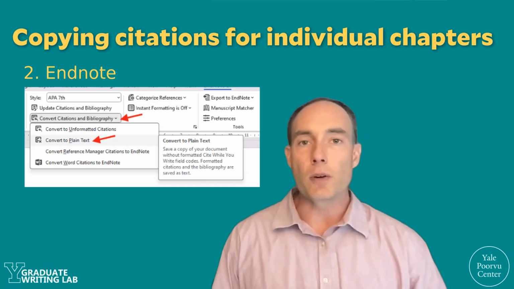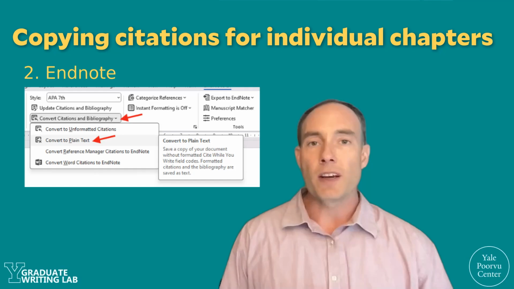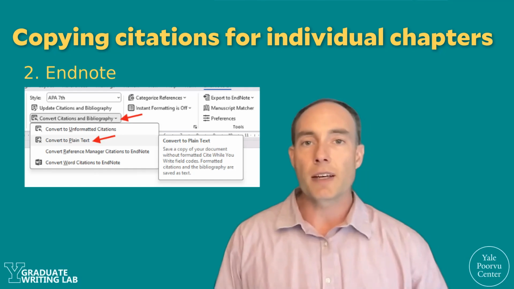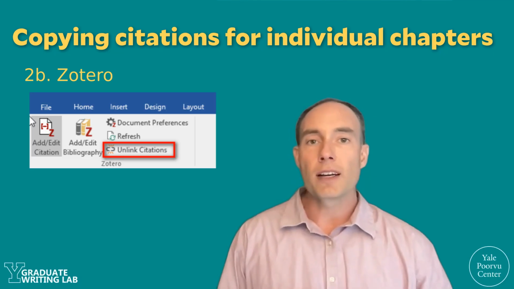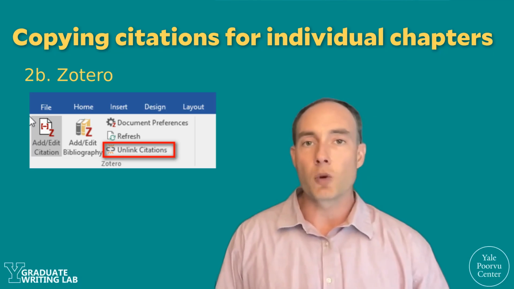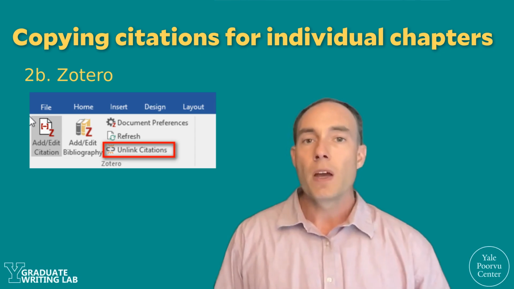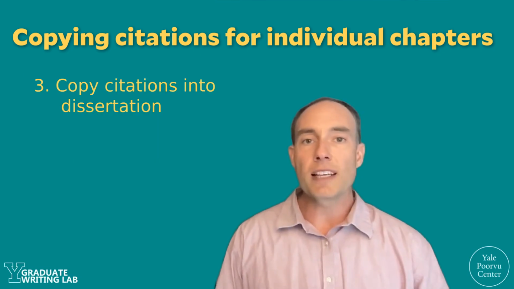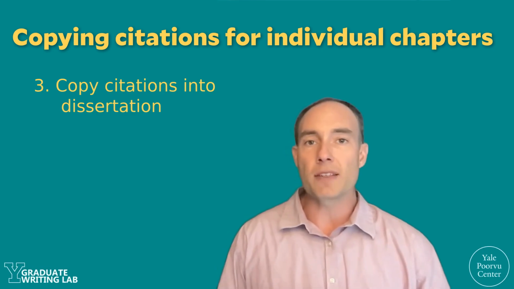If you're using EndNote, find the Convert Citations in Bibliography drop-down menu on the EndNote toolbar and select Convert to Plain Text. If you're using Zotero, click Unlink Citations on the Zotero toolbar. Most other citation managers have a similar setting. Converting citations to plain text unlinks them from the citation manager's format, creating text you can copy and paste into your dissertation. Now that all the text is in a single document, let's discuss numbering the pages of your dissertation.